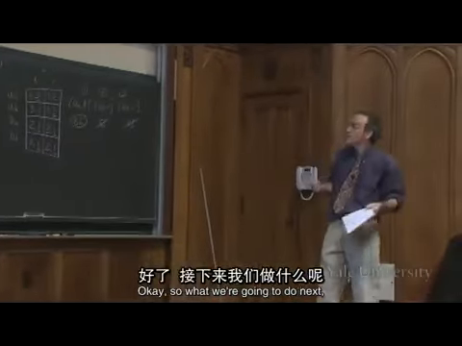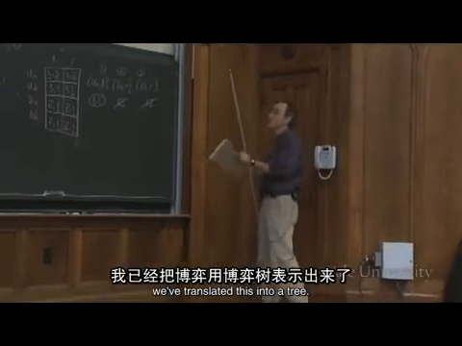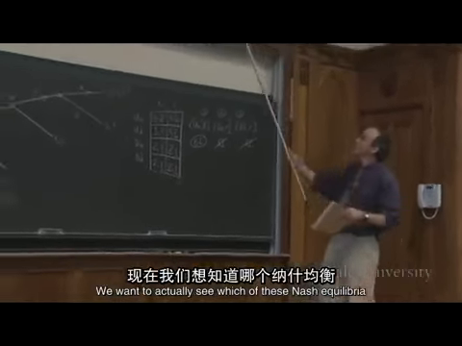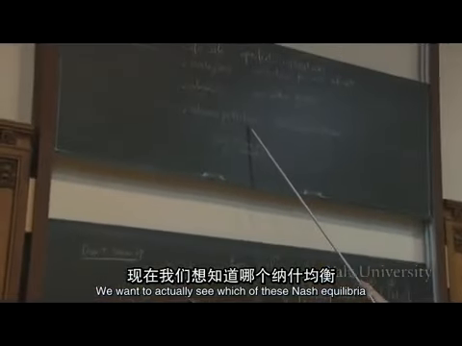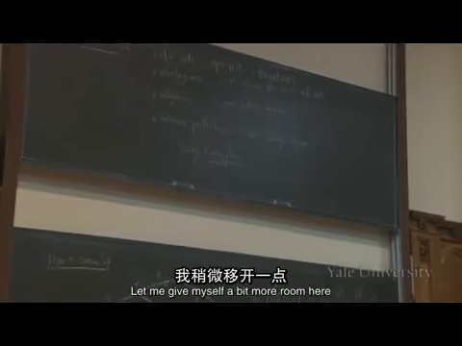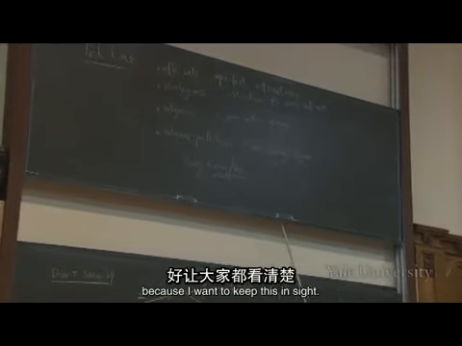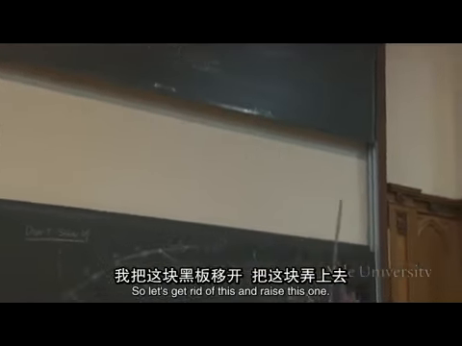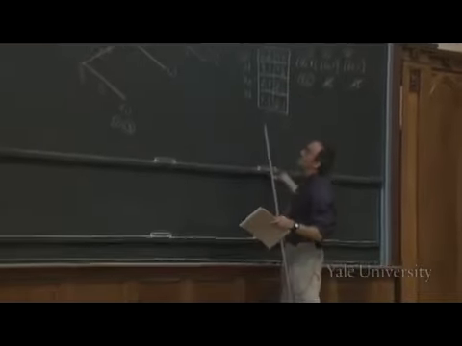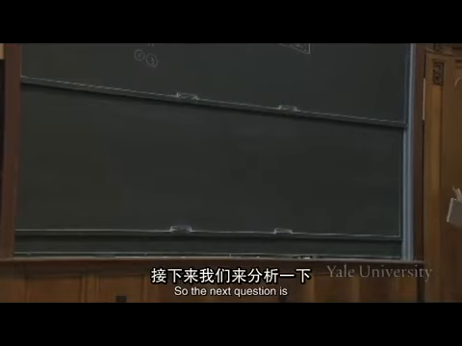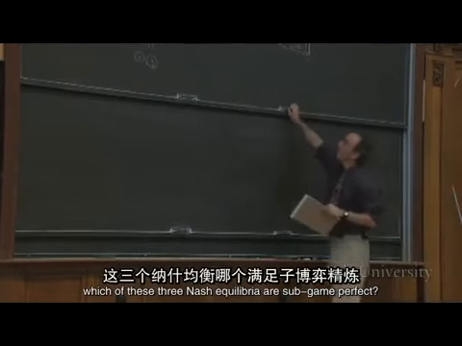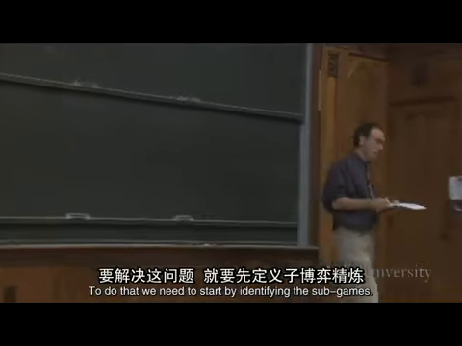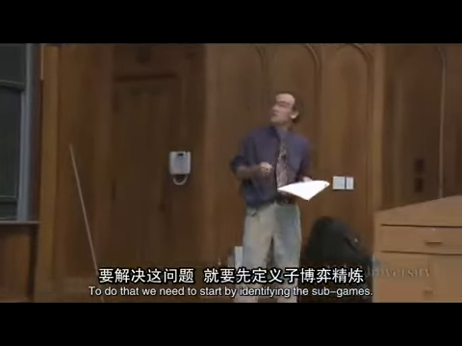Okay, so what we want to do next, we've translated this into a tree, we've written down the strategies. We want to actually see which of these Nash equilibria are subgame perfect. Which of these Nash equilibria are subgame perfect? All right, let me give myself a bit more room here because I want to keep this in sight, so let's get rid of this, and raise this one. All right. So the next question is, which of these 3 Nash equilibria are subgame perfect? Right, and to do that, we need to start by identifying the subgames.